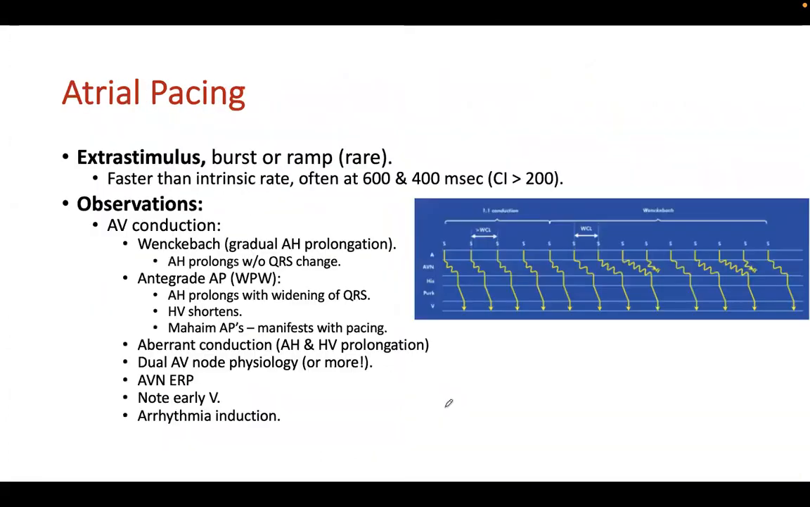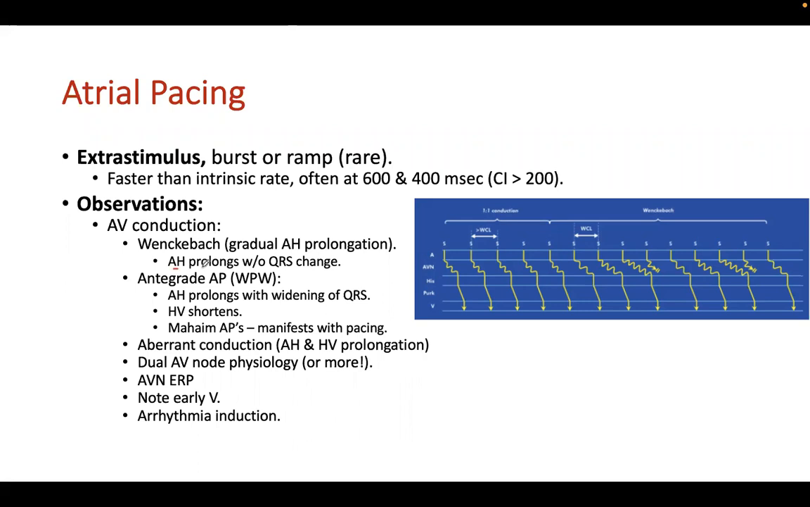Anyways, now let's talk about atrial pacing. Again, we do extrastimulus pacing typically, similar to the ventricular pacing. In this case, you note your AV conduction. Is there gradual AH prolongation? Normally, you'll get gradual AH prolongation, similar to gradual VA prolongation in the AV node. Retrograde and antegrade, you see gradual AH prolongation normally.